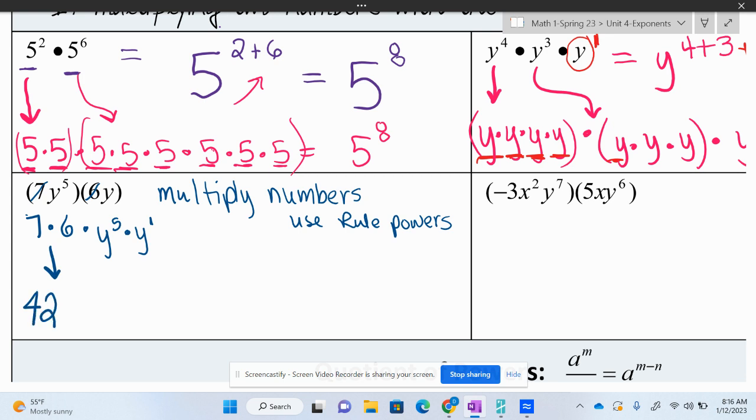Okay. And let's see, using the rule, if the base is the same, I add the exponents. What is my final answer going to be? What's the number out front? 42. Is that 42? Okay. So 42 y to the sixth power. Good job.